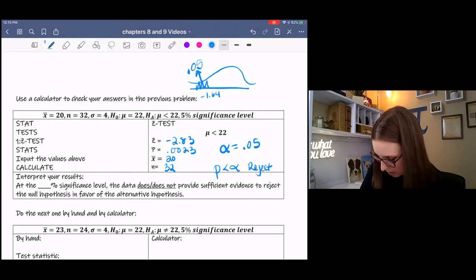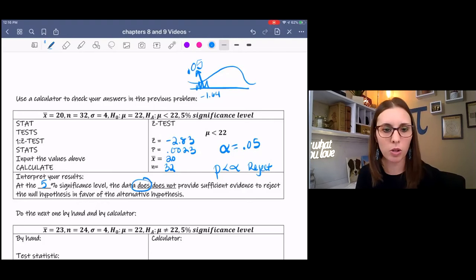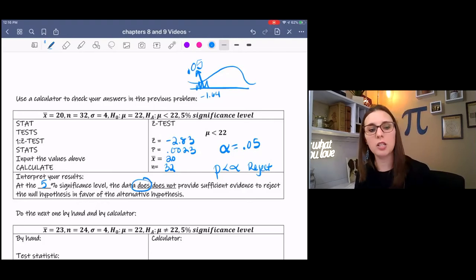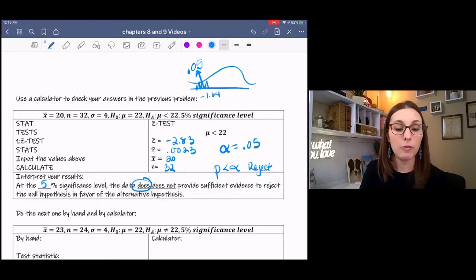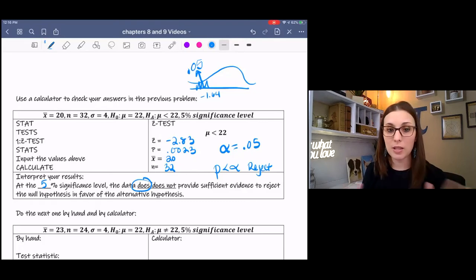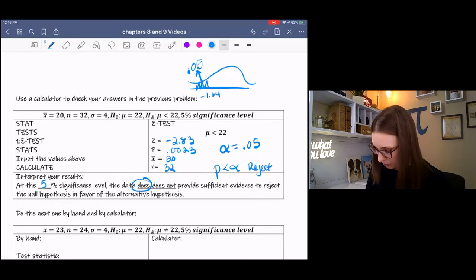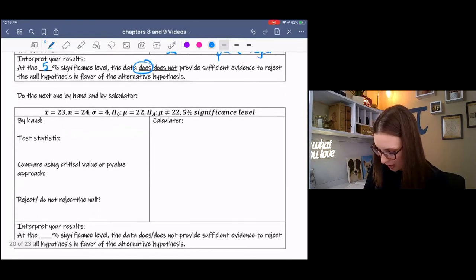So at the 5% level, we reject the null, so the data does provide sufficient evidence to reject the null in favor of the alternative. So that's calculator. Same exact problem done with a calculator, a little bit faster, a little more accurate. Go ahead and try the next one.